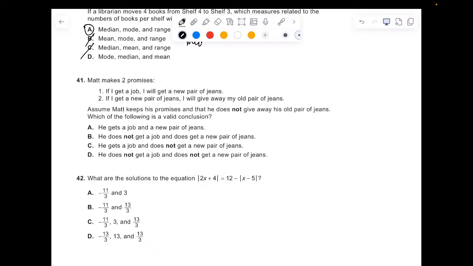Wait. Assume Matt keeps his promises and that he does not give away his old pair of jeans. He does not get a job and he does not. He gets a job and gets a new pair of jeans. Well, that's just not even. He does not get a job and does get a new pair of jeans. Well, that means he. I don't think you can conclude that. He gets a job and does not get a new pair of jeans. He does not get a job and does not get a new pair of jeans. That's a valid conclusion.